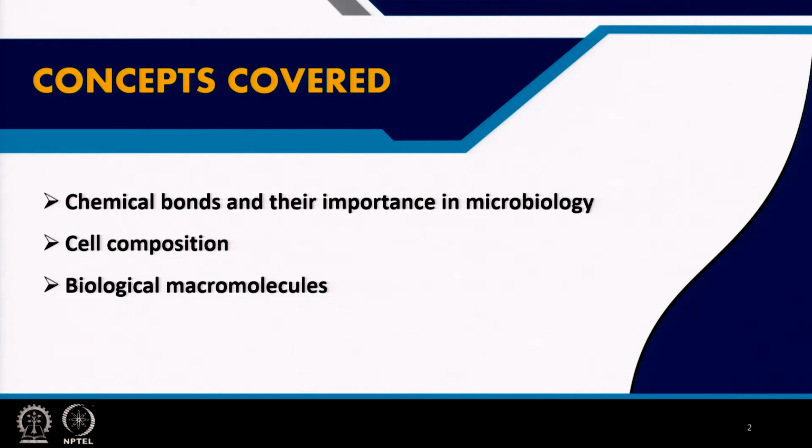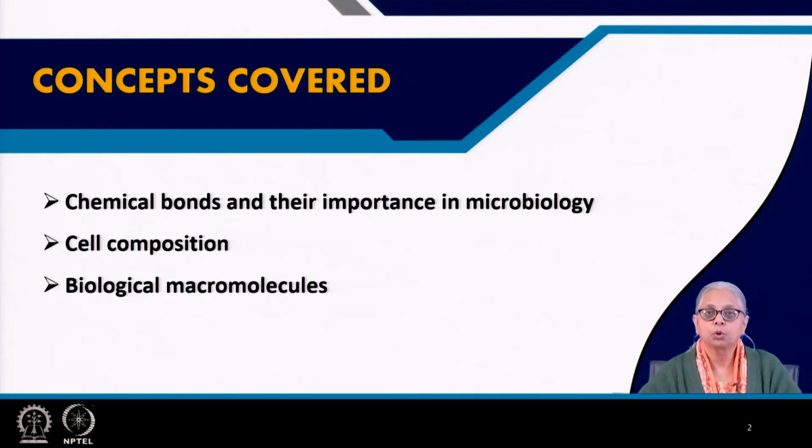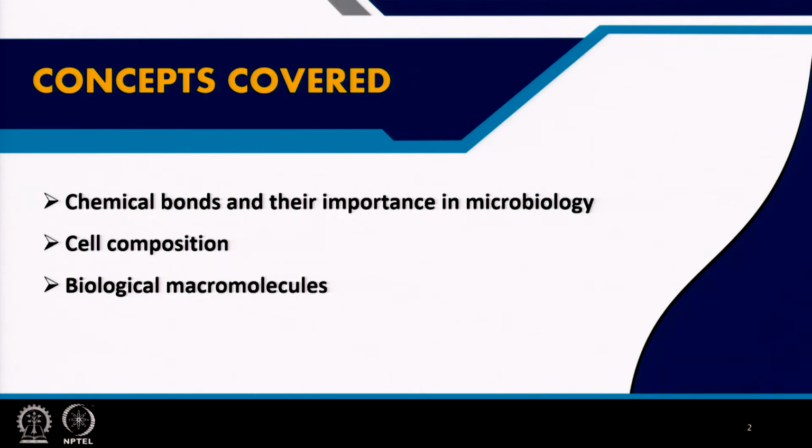Some of the topics that we're going to cover are chemical bonds that exist inside the cells. So what are the cells made of, what are the chemical bonds, what are their importance in microbiology, what is the cell composition, and what are the major biological macromolecules. So these are some of the things we're going to cover in this particular topic.